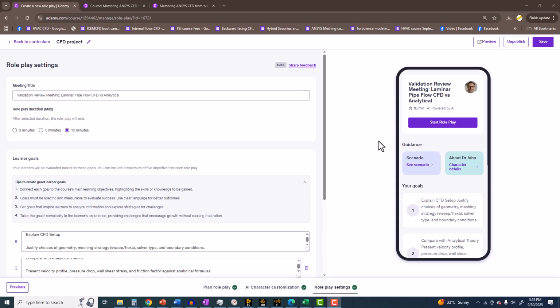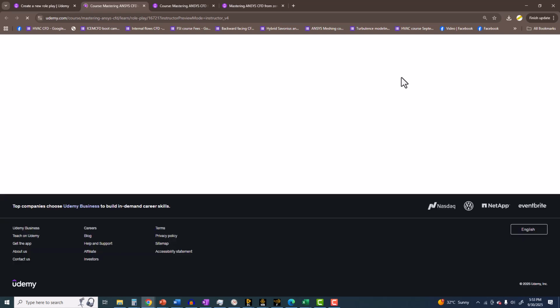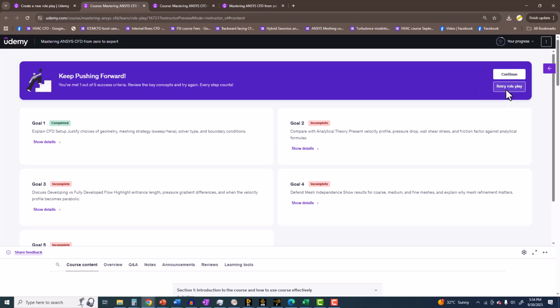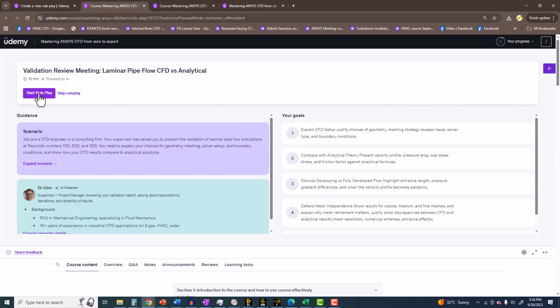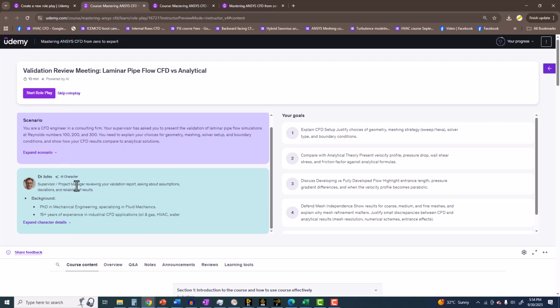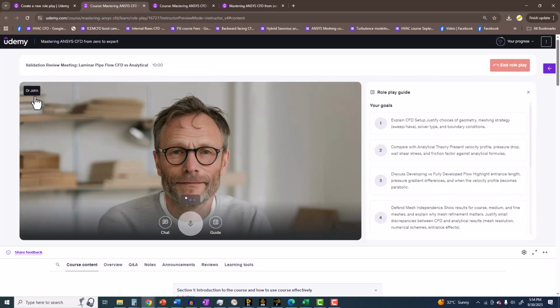So now let me show you how this is going to work. Here is a role play, and I have used one AI character. There are multiple characters available. I use one of the characters, and I provided the name and the scenario and everything here. If I preview the role play, you can see how this will proceed when you take this course and apply all the knowledge while doing the exercises and lectures. Once you are done with every class, at the end of that section you will see the role play here. Here I'm going to start the role play, and this is the scenario. Dr. John is your supervisor or project manager reviewing your report. So start the play.